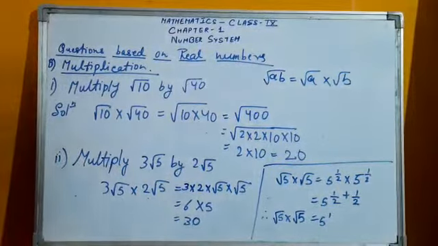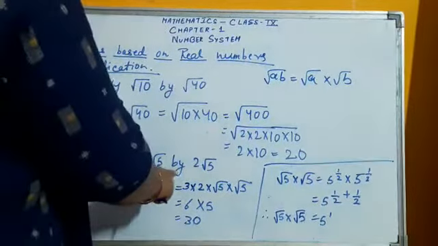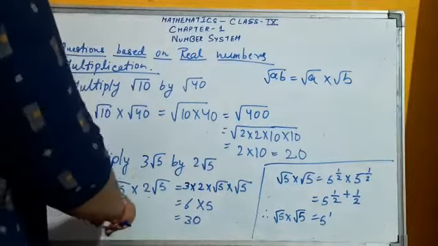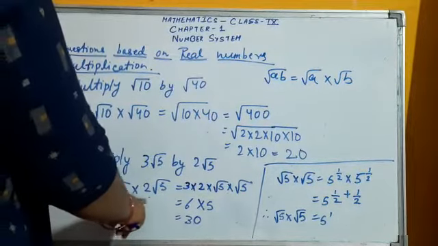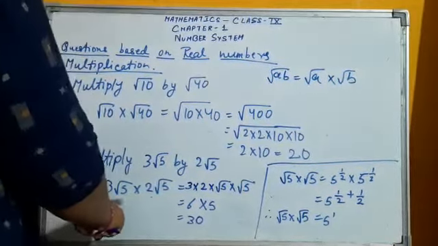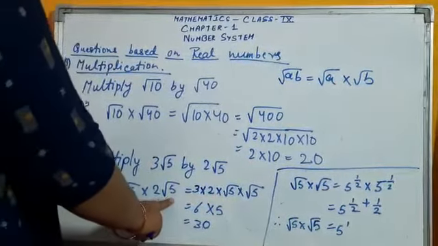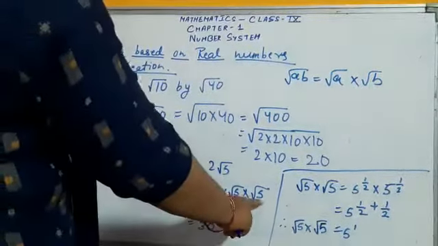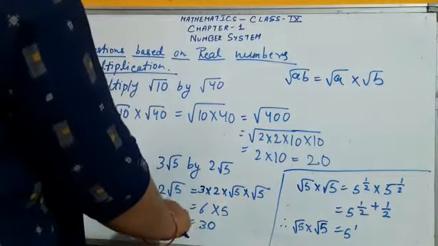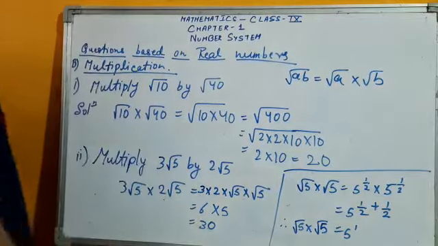Second question I wrote: multiply 3 root 5 by 2 root 5. We will write in the product form 3 root 5 into 2 root 5. 3 will be multiplied with 2, so 3 into 2, and root 5 will be multiplied with root 5. So root 5 into root 5 is 5, and 3 into 2 is 6. So 6 into 5 will be 30.